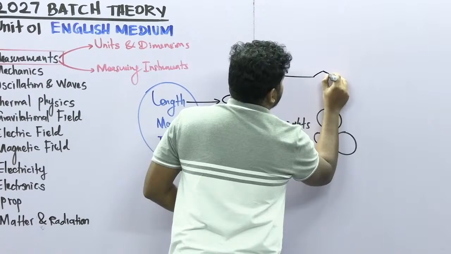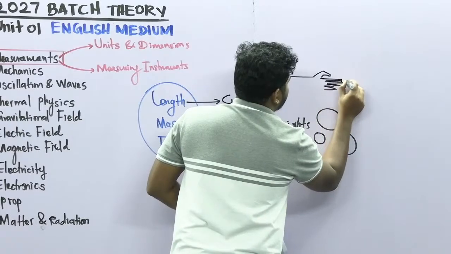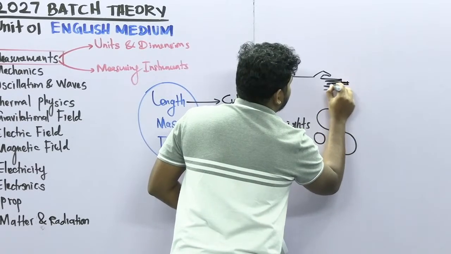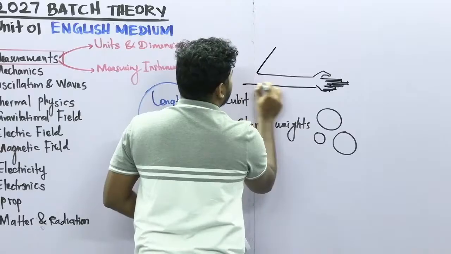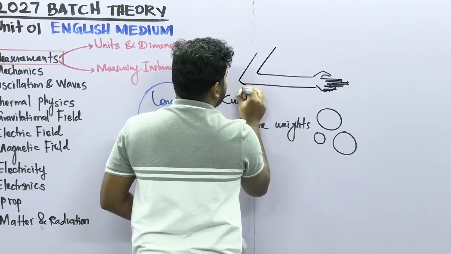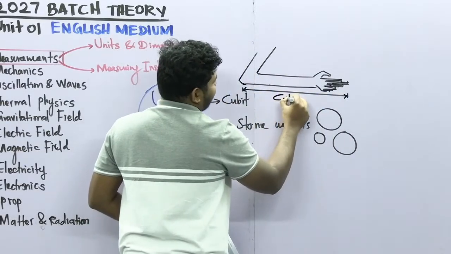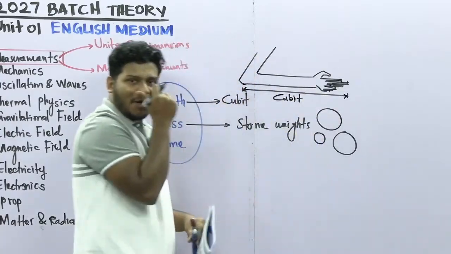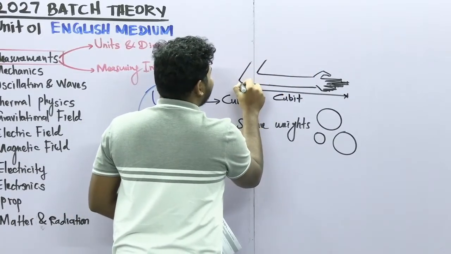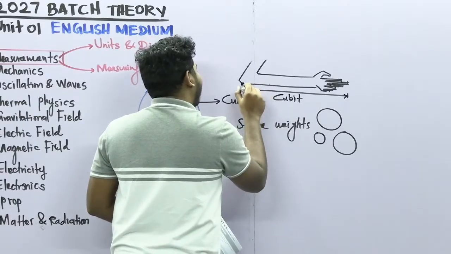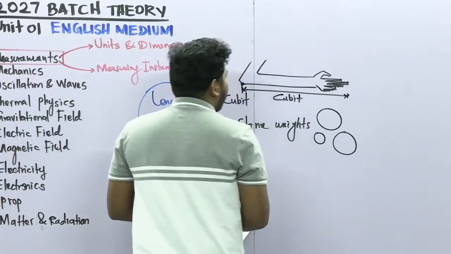Can draw here. So this is 1 cubit, okay guys. Assume that this is a hand. So this is the elbow, right? This is your elbow, and the length between the elbow and the end of your middle finger is the cubit, guys. This is the cubit.